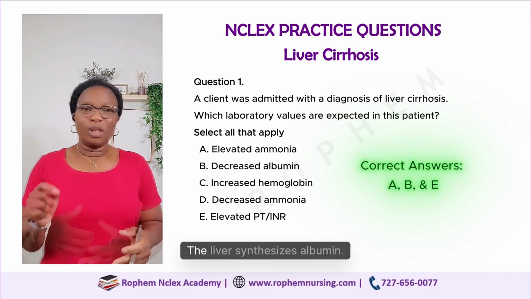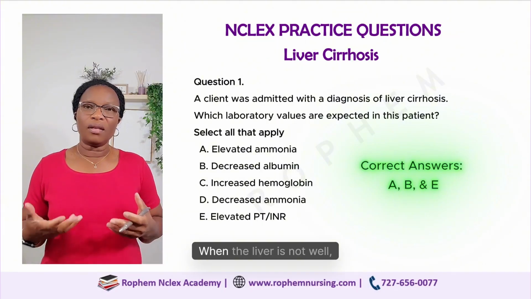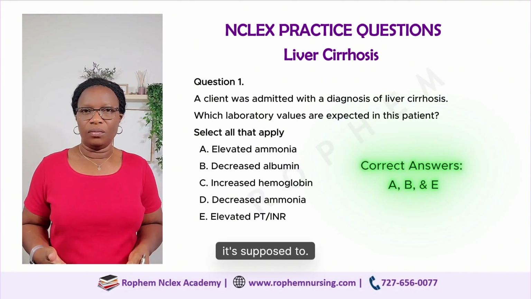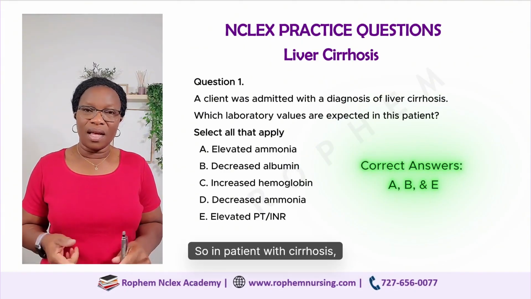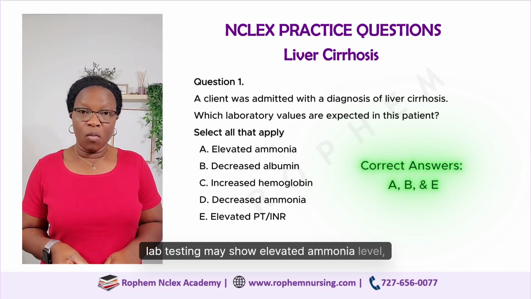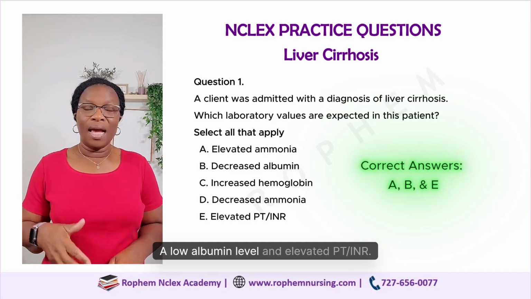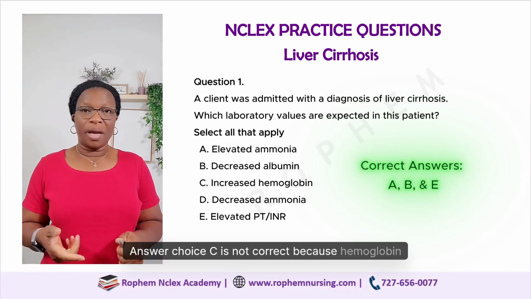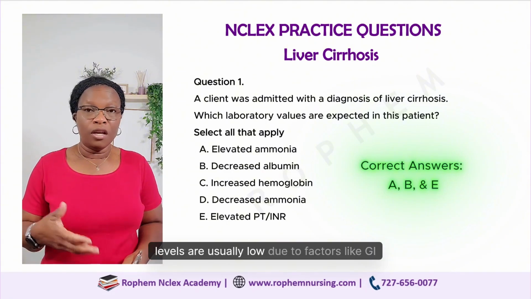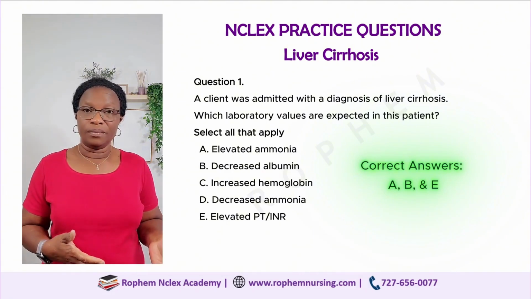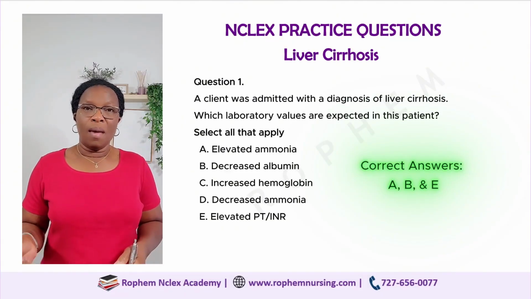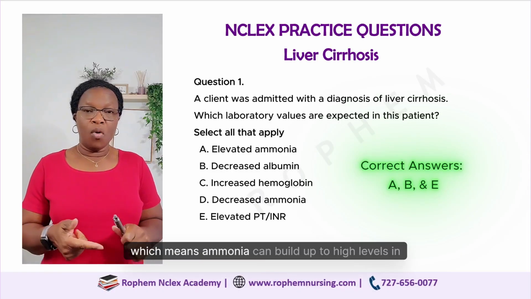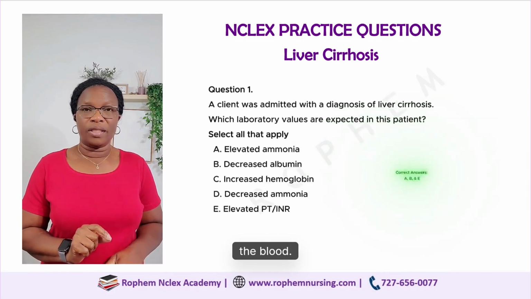Let's break it down. The liver synthesizes albumin. When the liver is not well, it will not be able to carry out its functions as it's supposed to. So, in patients with cirrhosis, lab testing may show elevated ammonia level, a low albumin level, and elevated PT-INR. Answer choice C is not correct because hemoglobin levels are usually low due to factors like GI bleeding. Answer choice D is not correct also because in cirrhosis, the liver cannot use ammonia properly, which means ammonia can build up to high levels in the blood.